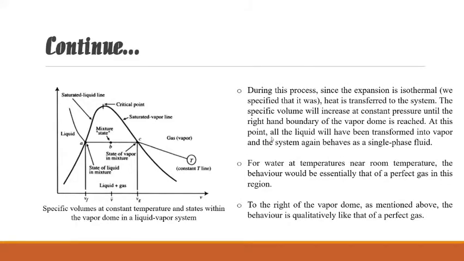At this point, all of the liquid has been transformed into the vapor, and the system again behaves as a single-phase fluid. For water at temperatures near room temperature, the behavior would be essentially that of a perfect gas in this region. And then to the right of the vapor dome, as mentioned above, the behavior is qualitatively like that of a perfect gas.